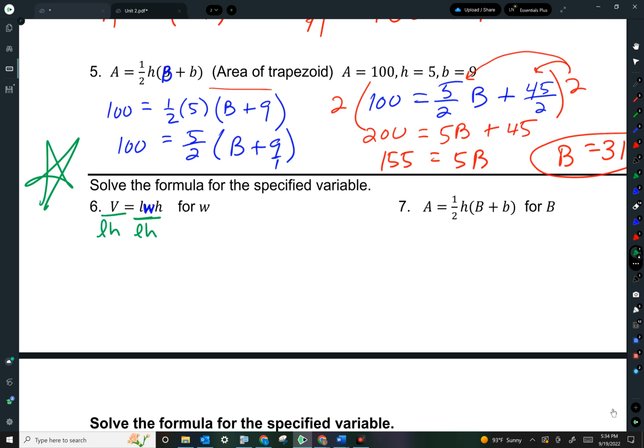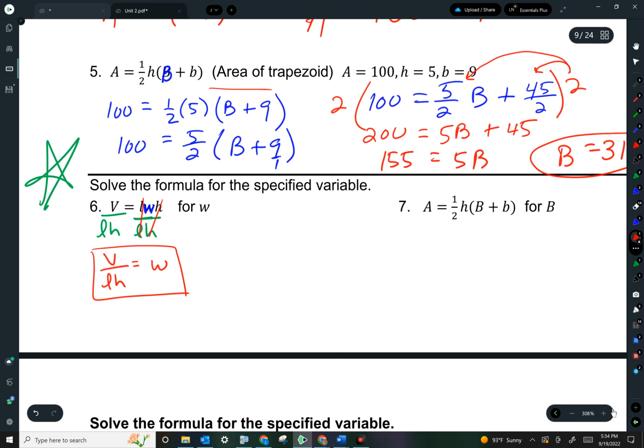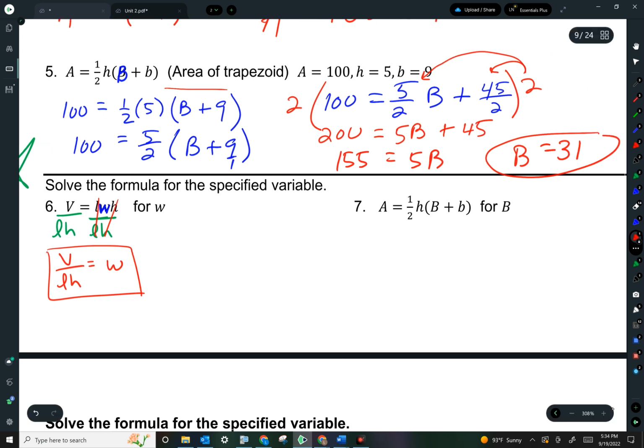And you'll notice on the right, the L's cancel and the H's cancel, and all I have is W. And on the left, I have V over LH. Now I know that looks ugly, but have I solved for W? Yes, it's by itself. So that's how I know I'm done. Remember, solving for a variable means get it by itself. Okay, so look at number 7. I'm trying to solve for capital B. Capital B is different than little b. I'm trying to solve for capital B.